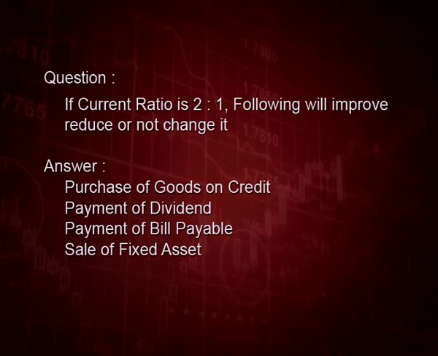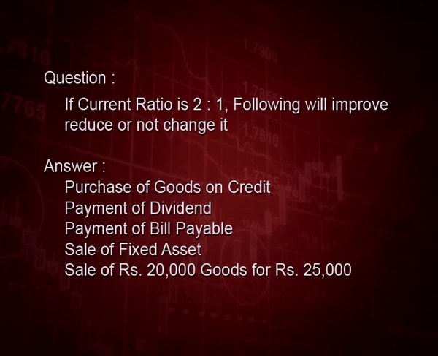And let us see one more. What about sale of rupees 20,000 goods for rupees 25,000? Now, goods current assets 20,000 is subtracted and cash 25,000 is added. So, something more is coming in. So, that increases current asset. So, it increases the ratio. So, that is how you can calculate by assuming some figures and thinking in your mind.